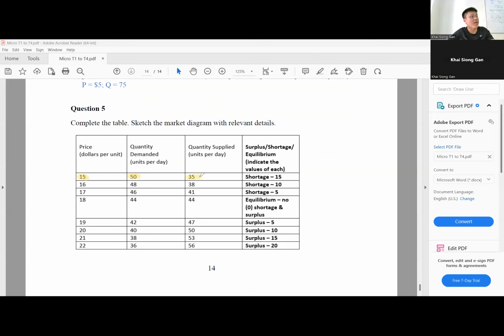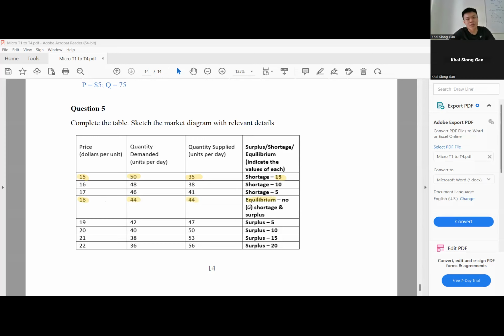That means a lot of people want to buy. There are 50 units of quantity demanded, and only 35 being supplied. So what is this situation? Quantity demanded more than quantity supply is a shortage. Shortage by how much? 50 minus 35 is 15. Shortage of 15. Let's take one more example. When the price is 18, the quantity demanded is 44, quantity supply is also 44. Neither shortage nor surplus. It's called equilibrium.